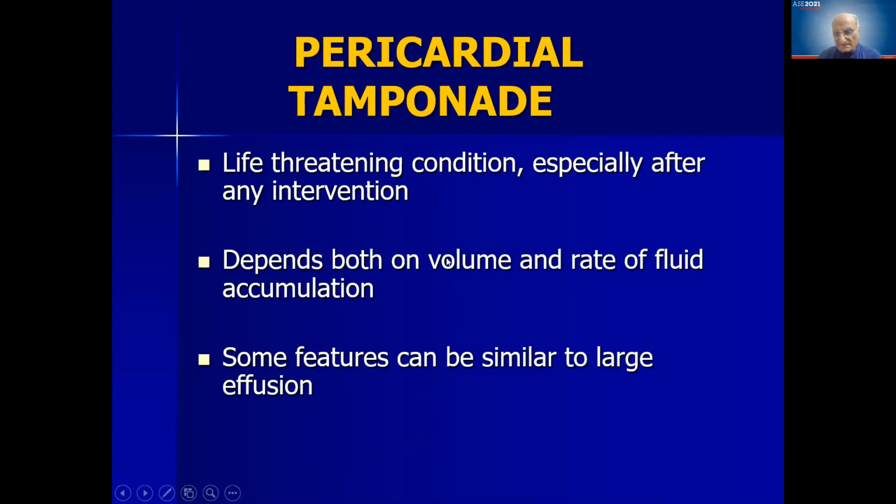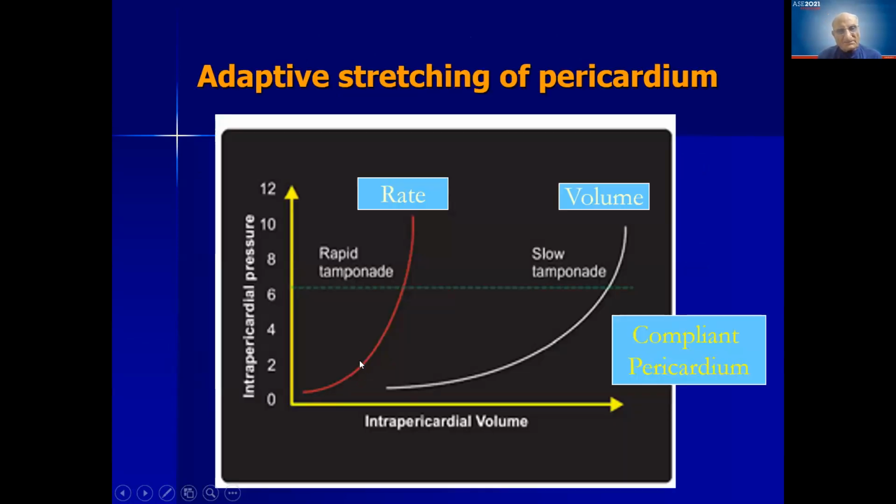What I was explaining is that even 100 ml of a rapidly accumulating pericardial effusion can produce a rapid tamponade by rapidly increasing the intrapericardial pressure. While in those patients who gradually develop a pericardial effusion, the pericardium is compliant, it gradually accumulates and accommodates more volume than it picked up. So the rate and the volume matter: a rapid onset even of a small volume can produce a tamponade, while a slow accumulation of a large volume can also provide a tamponade.